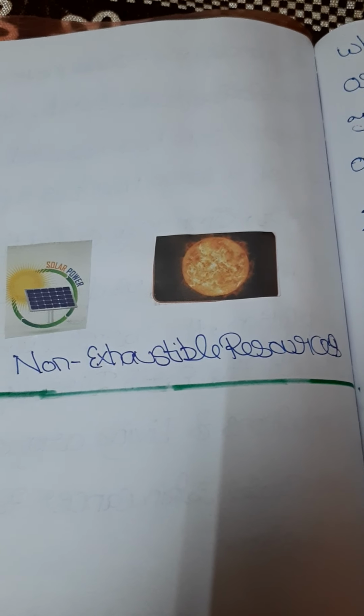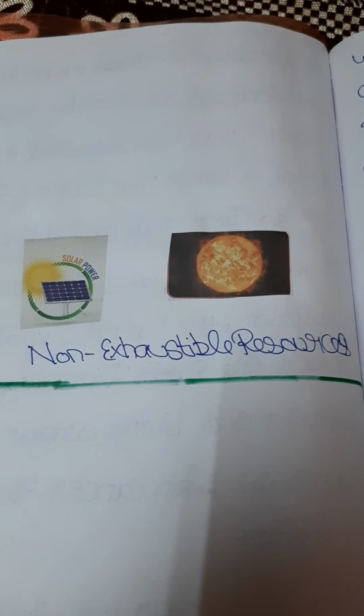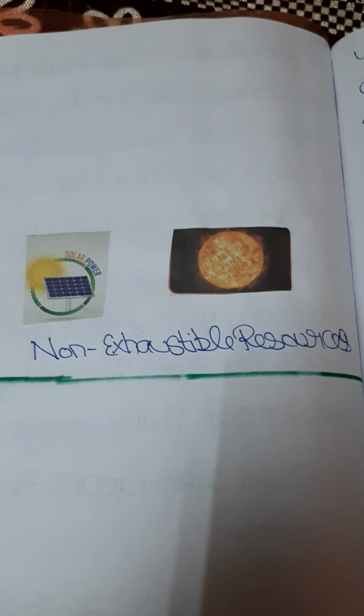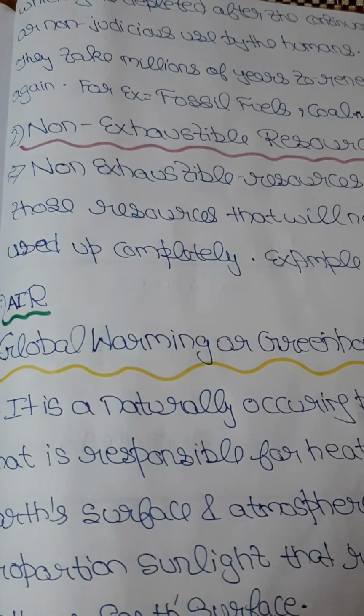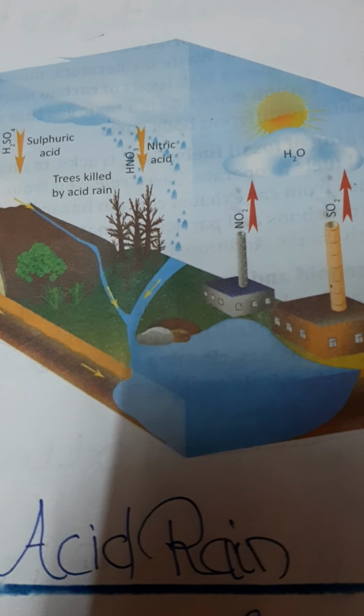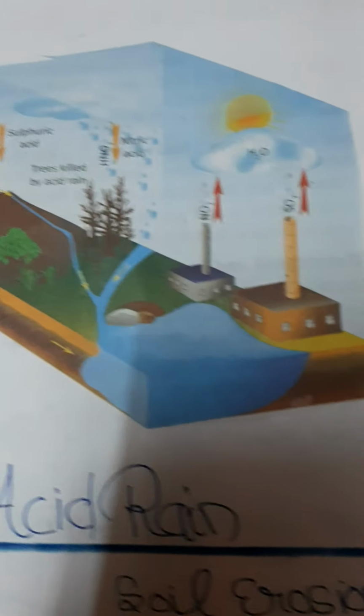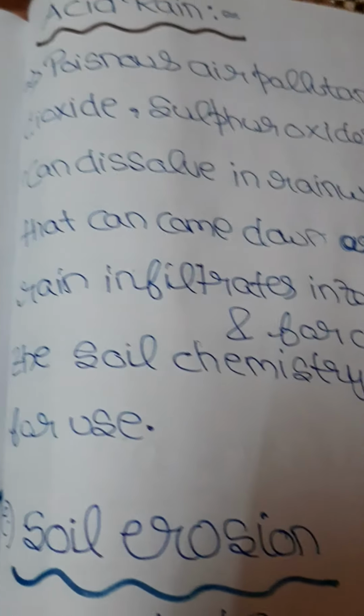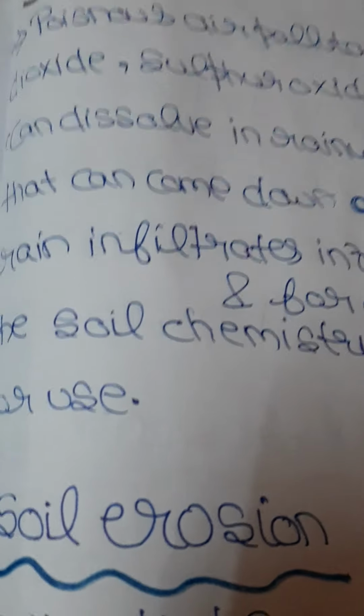They are divided into two types, exhaustible resources and inexhaustible resources. This is the picture about exhaustible resources. This is related to the picture about inexhaustible resources, solar energy and the sun. The third topic is global warming or the greenhouse effect. This is the acid rain picture. On the left hand side page we have to write about acid rain. What is acid rain?